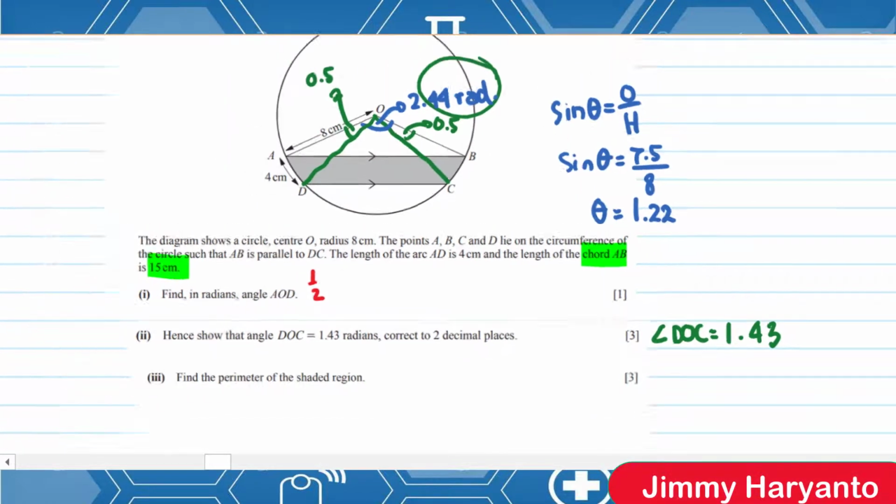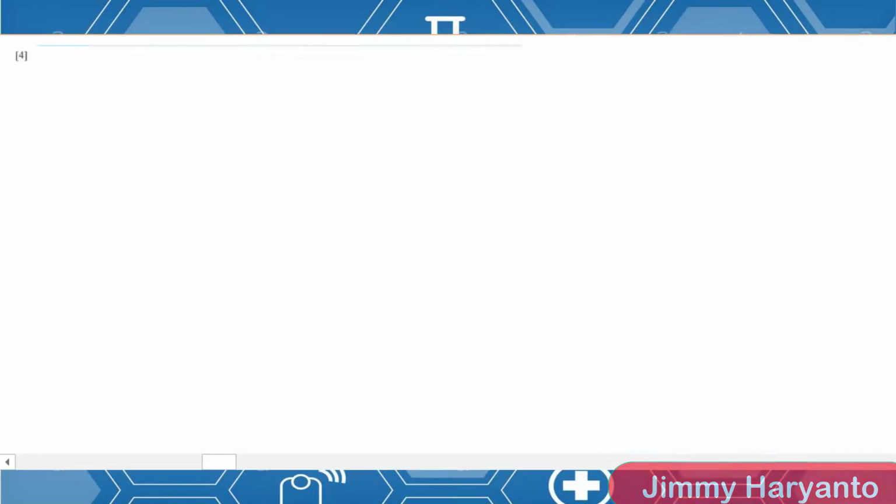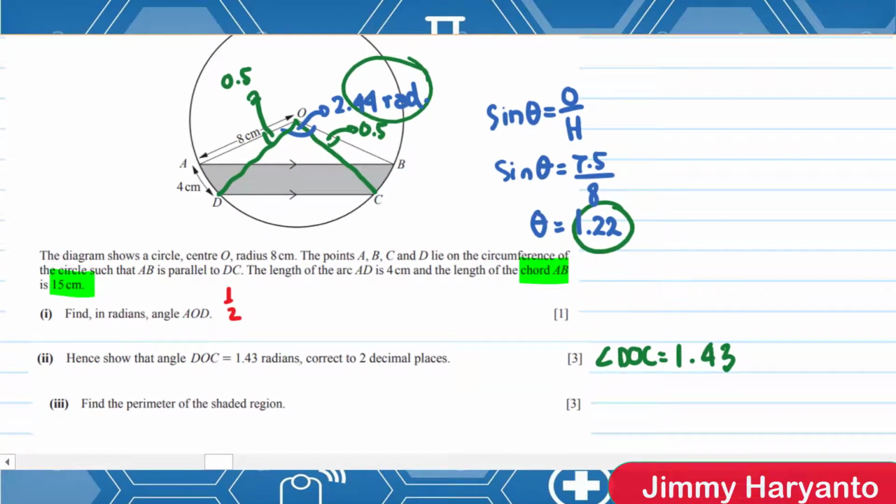Ya, tadi kita dibulatinnya terlalu jauh ya, 2.44 ke atas ya harusnya. Ini jangan dibulatin dulu ya, don't round off before you get the answers. So the DOC will be 1.43 guys. Okay, it's proof.